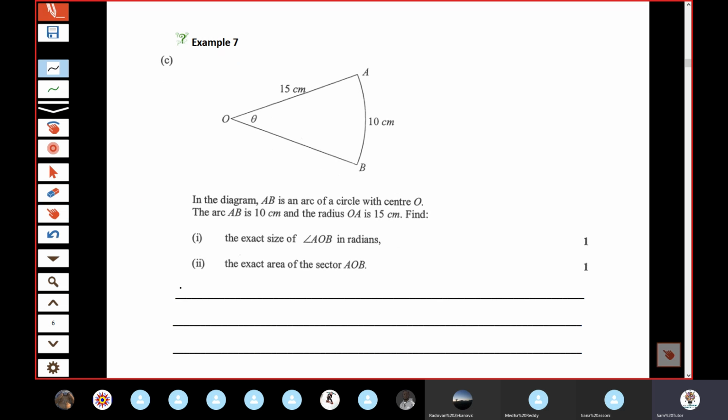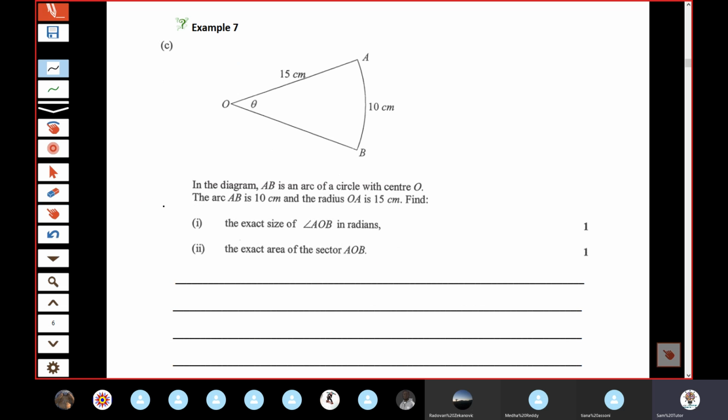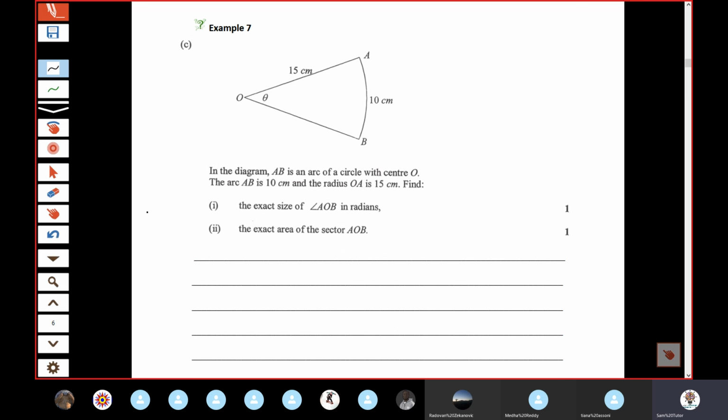All right, let's do this question. That's an HSC question, but very simple. In a diagram, AB is an arc of a circle with center O. The arc AB is 10 centimeters. The radius OA is 15. Find the exact size of angle AOB in radians.